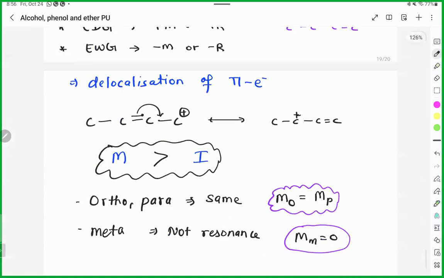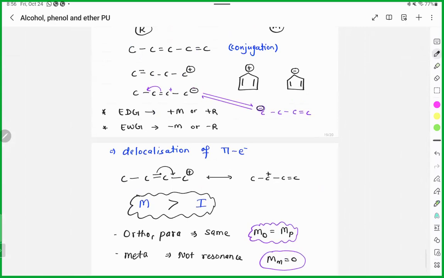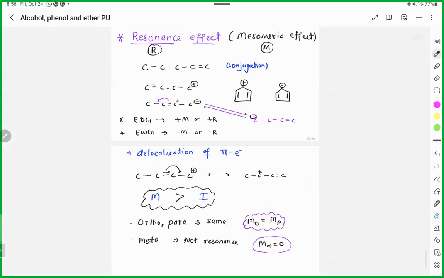Okay, so Chinmay, tell me, do you have any doubt in the resonance effect? No, sir, but I'll have to revise once again. Yes, it is really important, because I taught this in this chapter, alcohol and phenol, especially in phenol, we have this topic resonance. In case of resonance, we have delocalization of pi electron. Pi electron is moving. Inductive effect, sigma electron is moving. Resonance effect at ortho and para are exactly same, but at meta position it is zero.